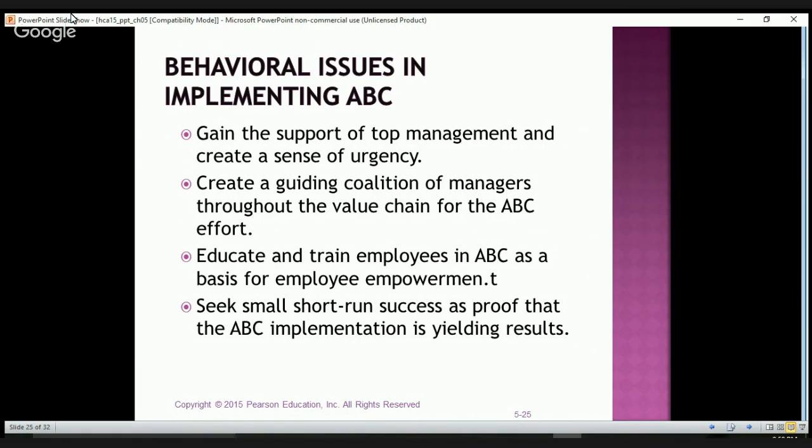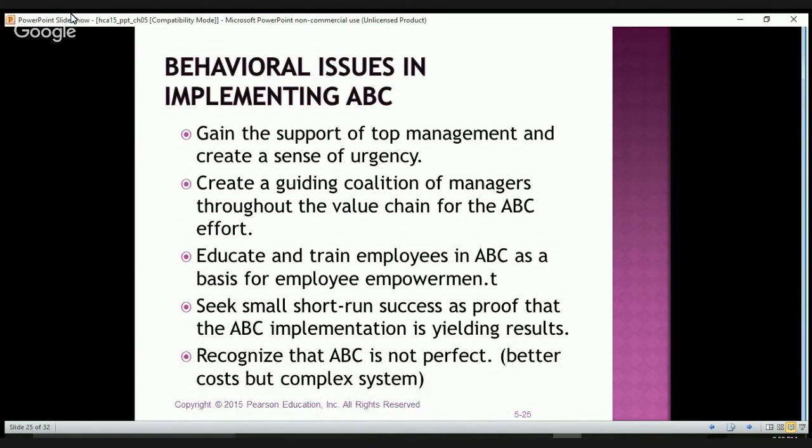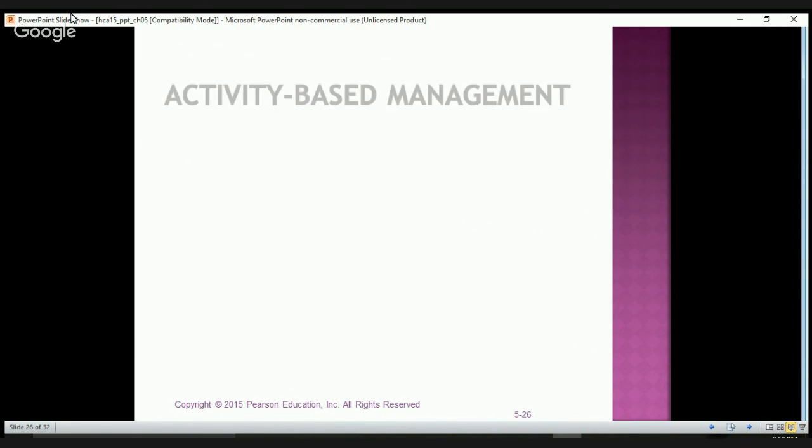Create a guiding coalition of managers throughout the value chain of the ABC effort. Educate and train employees in ABC as a basis of employee empowerment. Seek small, short-run success as proof that the ABC implementation is yielding results. And recognize that ABC is not perfect, but a better, though complex, cost system.